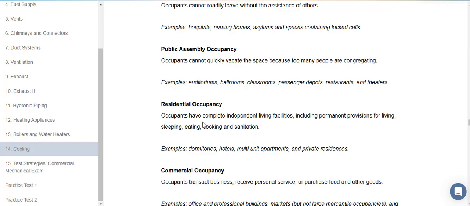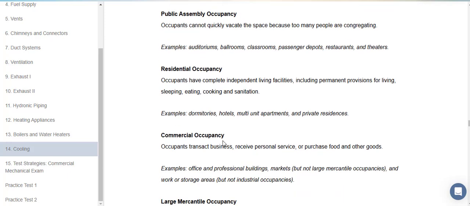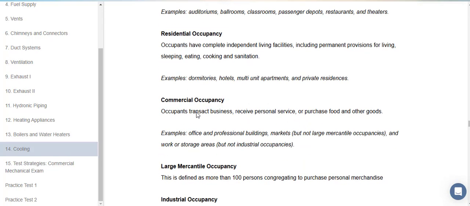Residential: occupants have complete independent living facilities, including permanent provision for living, sleeping, eating, cooking, and sanitation. Examples: dormitories, hotels, multi-unit apartments, and private residences.